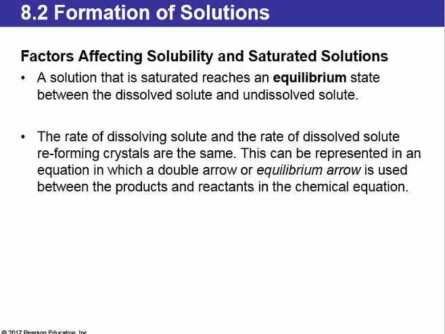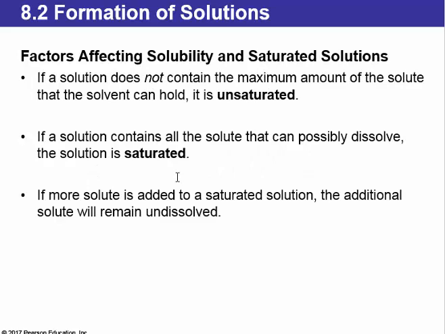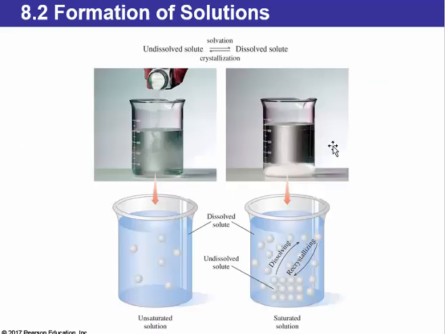On the other hand, a saturated solution is a solution that has all the solute that can possibly dissolve. And if we add more solute to a saturated solution, that solute will remain undissolved. So here's a visual of a saturated solution where we have undissolved solute in equilibrium with the solution. So when we have a saturated solution, there must always be undissolved solute for this equilibrium to occur.